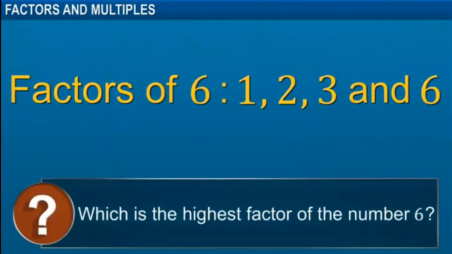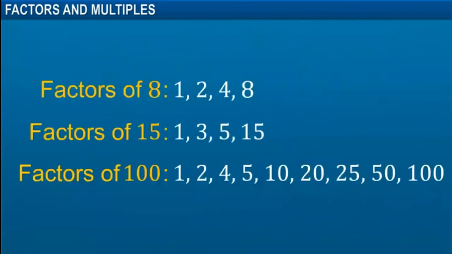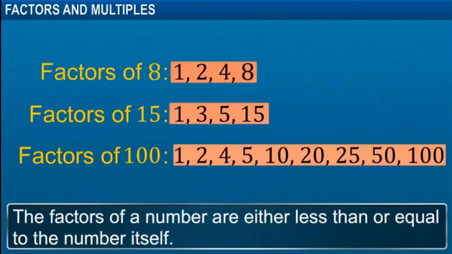Which is the highest factor of the number 6? It is the number 6 itself. All other factors of 6 are less than 6. This is true for all numbers. The factors of a number are either less than or equal to the number itself.